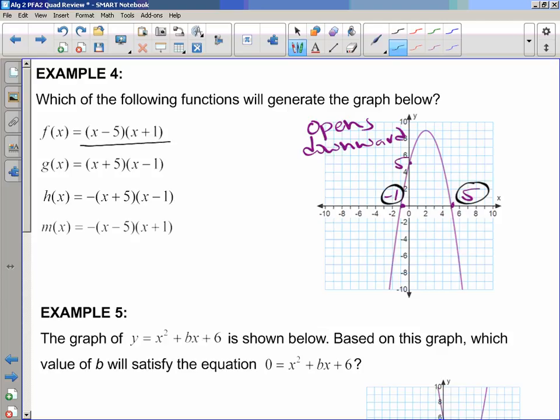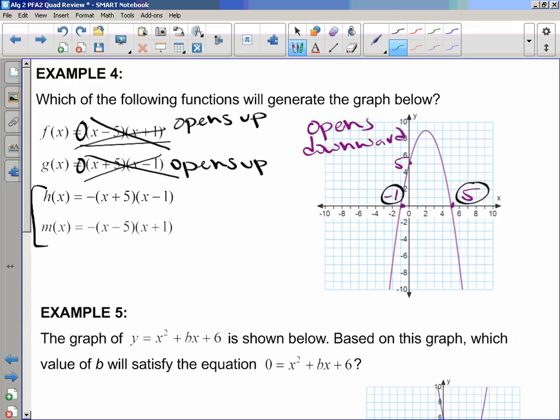For the first one, in order for this to open downward, I need to see a negative in front. There's no negative. This opens upward, so it can't be that one. So I don't even have to look at the factors. This one also opens up because there's no negative in front. So it means it's got to be one of these two.